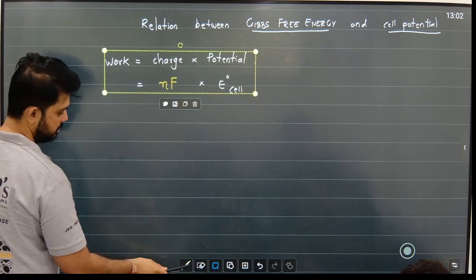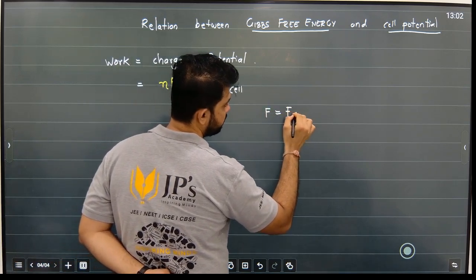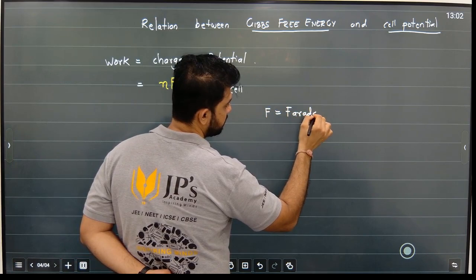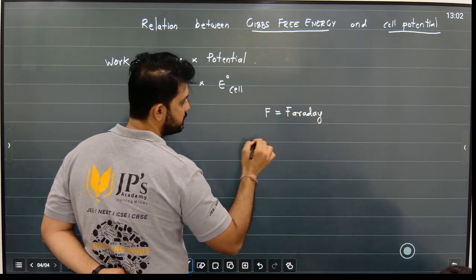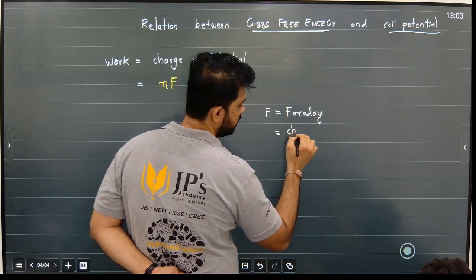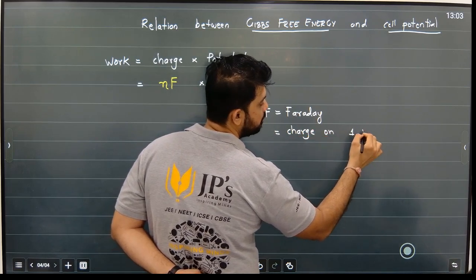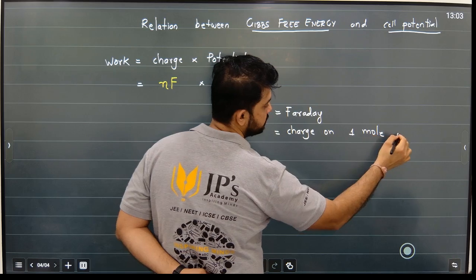F here stands for Faraday. What exactly is Faraday or 1 farad is? It is the charge on 1 mole of electrons.